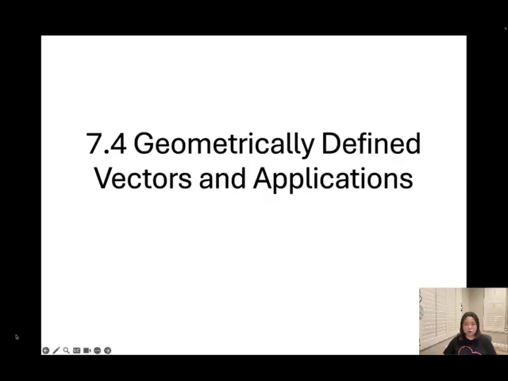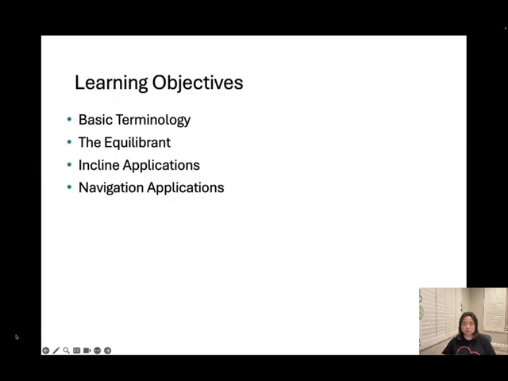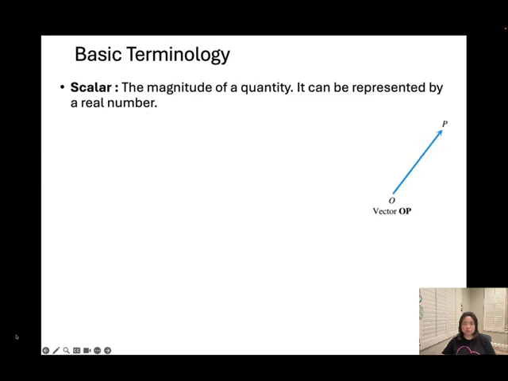Section 7.4, Geometrically defined vectors and applications. Basic terminology. Scalar: the magnitude of a quantity. It can be represented by a real number. So look at this vector OP. Scalar, talking about the magnitude of this line here.